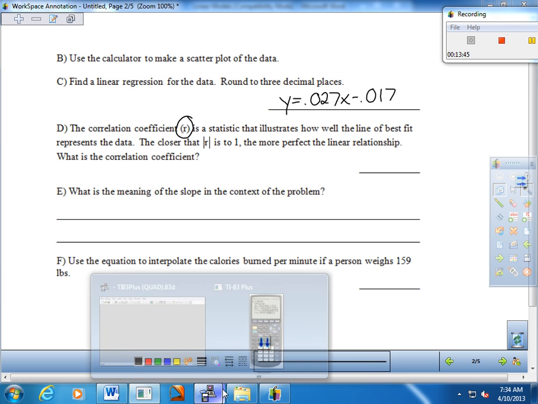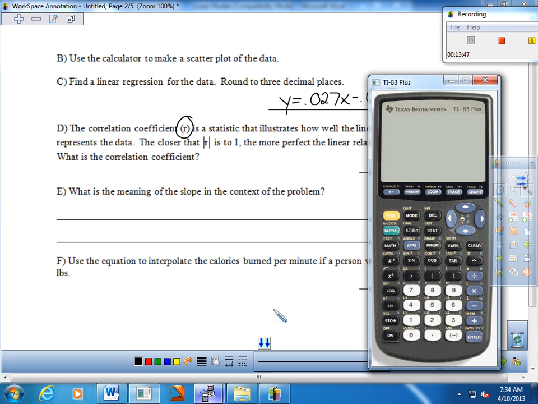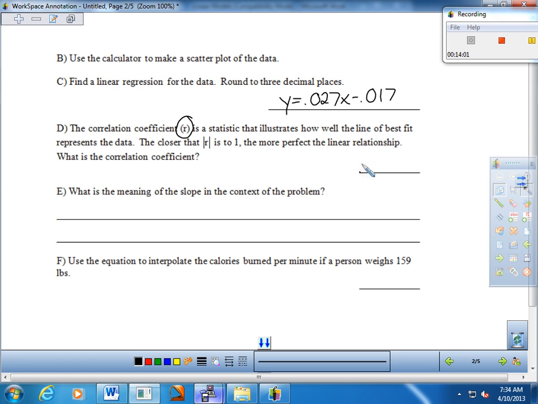So let me bring my calculator back up. There we go. And so it's this R value right here. And we'll talk about this number in a little more detail in just a second. But you see the R value is about 0.99978, somewhere in there. So I'm going to go ahead and put that in, 0.99978. And as it says, the closer that that absolute value of R is to 1, the more perfect the linear relationship. And the more confident we can be that our model represents the data well. And in this case, obviously, we can be quite confident that we have a good model for this data set.